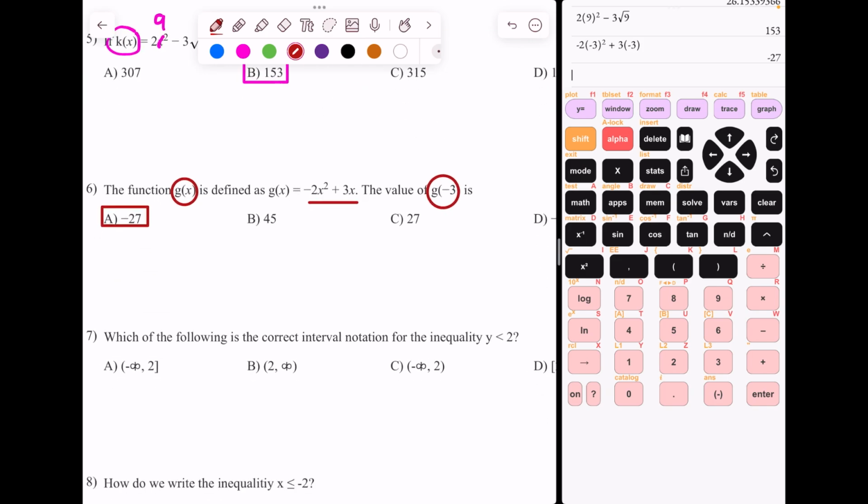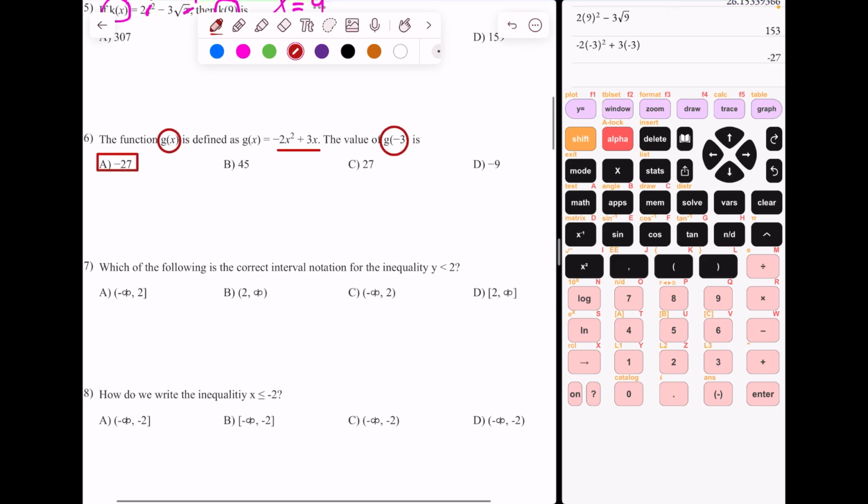All right, let's look at number 7. Which of the following is the correct interval notation for the inequality y is less than 2?